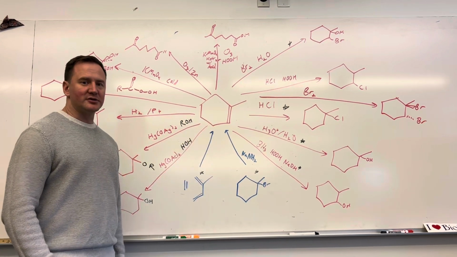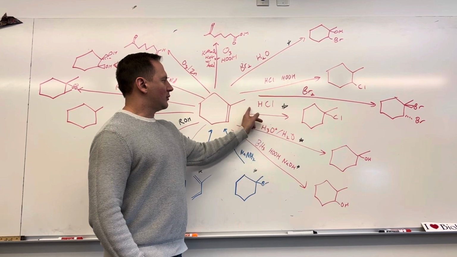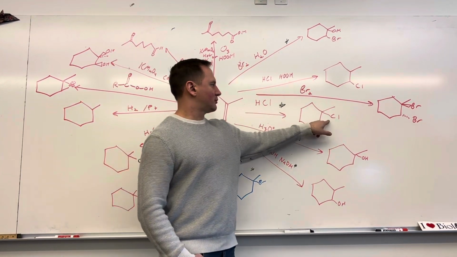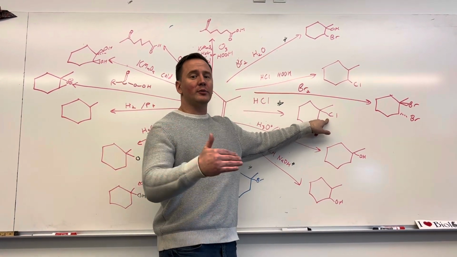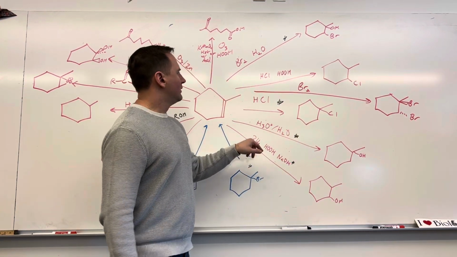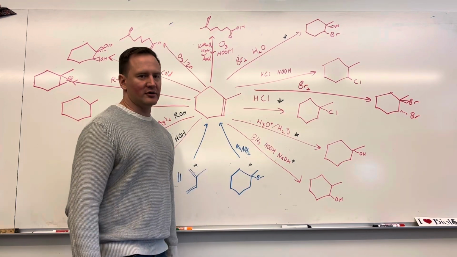Now we have a bunch of reactions that we can do to an alkene. So we'll start here. When we add HCl, it's called hydrohalogenation. Basically, you're just putting a halogen on the more substituted carbon. That follows Markovnikov's rule. If we wanted to go anti-Markovnikov, we just have to add some peroxide to the reaction and we'll put it on in an anti-Markovnikov fashion.